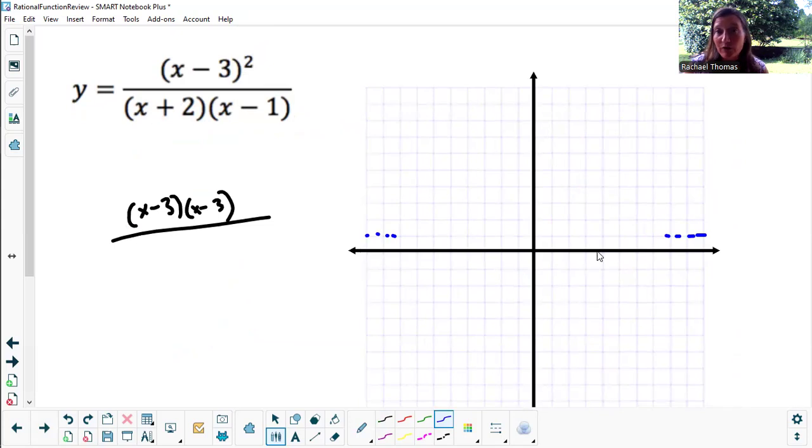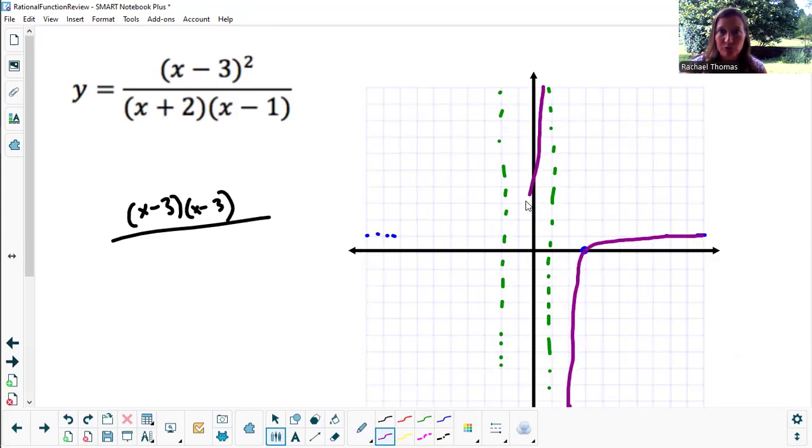I have one zero at +3. It's a zero of even multiplicity, but it's one zero. I've got a vertical asymptote at 1. I've got a vertical asymptote at -2. And if I start sketching here, I'm going to do this wrong first. Okay. Ah! I can't get up to this horizontal asymptote because there's no zero here. So I know that I did something wrong.